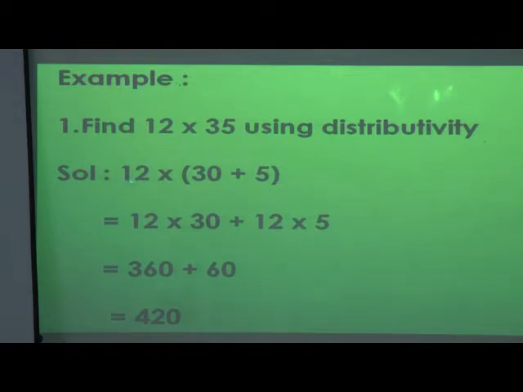So 12 will be multiplied by 30 and again 12 will be multiplied by 5. So 12 multiplied by 30 and 12 multiplied by 5. 12 30s are 360 and 12 5s are 60. So 360 plus 60 is nothing but 420. Okay students, so this is the example to solve the distributivity property.